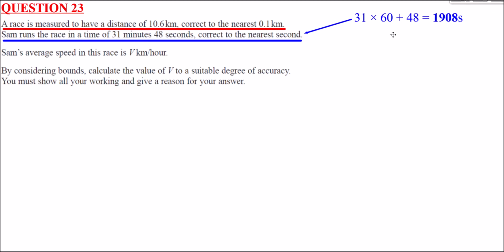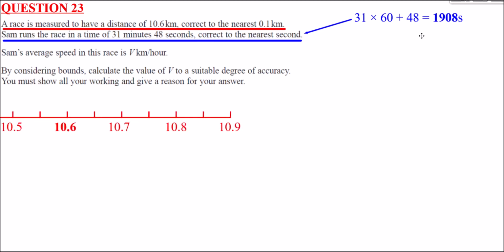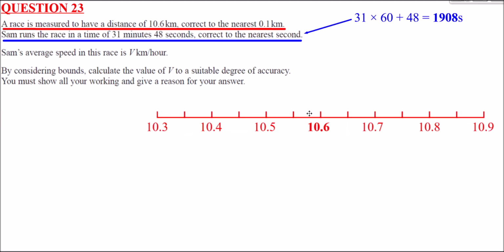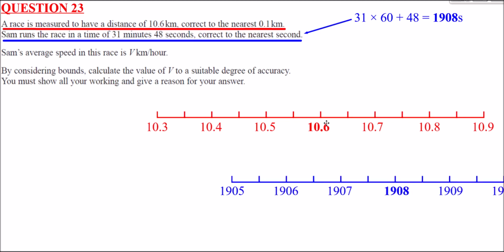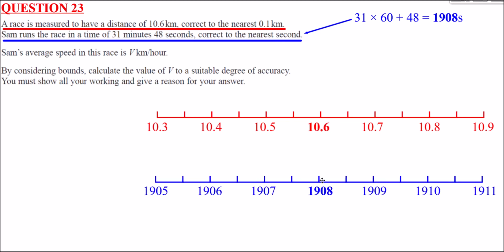We can now think about these bounds for both distance and time by considering a number line, something like this. There's more than one method. I tend to do a number line, something like follows. So this is a number line for the distance, nearest 0.1. What I do here is imagine a 0.1 times table, creeping up until we get to 10.6, and a few 0.1s surrounding it. Same here, correct to the nearest second, so the time number line, because it's nearest unit, we just count up in seconds until we get to 1,908. Not literally, but just imagine a section of that number line with 1,908 in the middle and going up in seconds and down in seconds on either side.